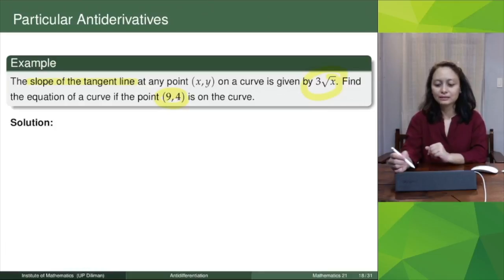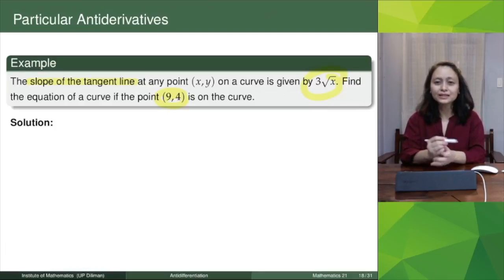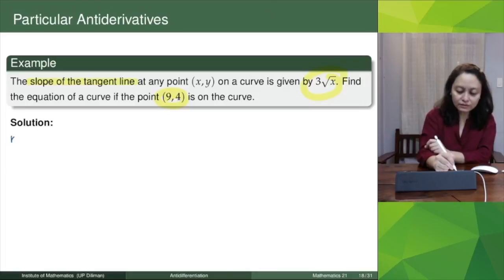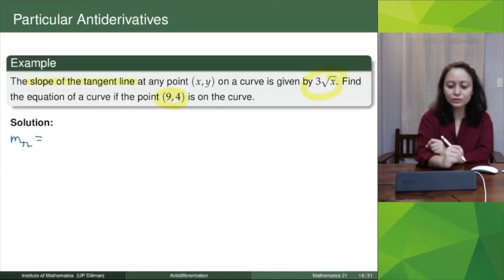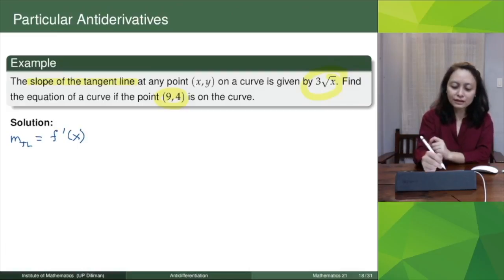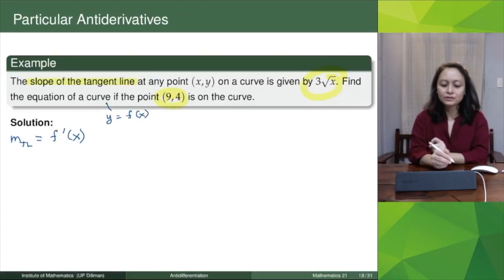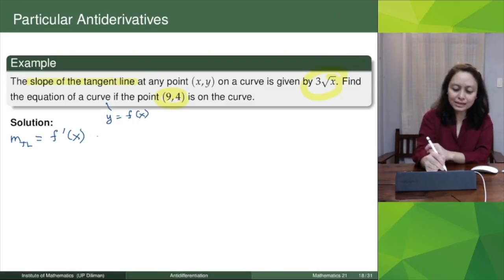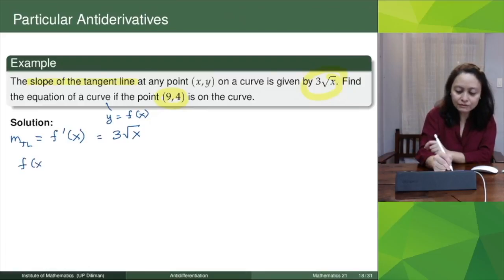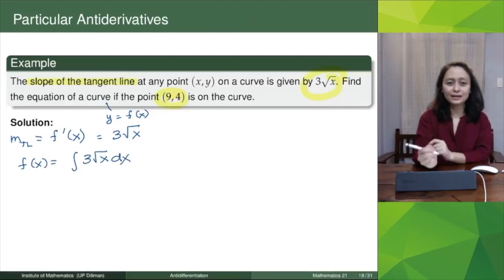Okay? Sige. Isa-isahin natin. Yung slope ng tangent line, naalala nyo? So, the slope of the tangent line on the curve is equal to the derivative f prime of x. Okay? So, suppose the curve has equation y equals f of x. So the slope of the tangent line is f prime of x. That's 3 square root of x. So to get f of x is the antiderivative of 3 square root of x dx.